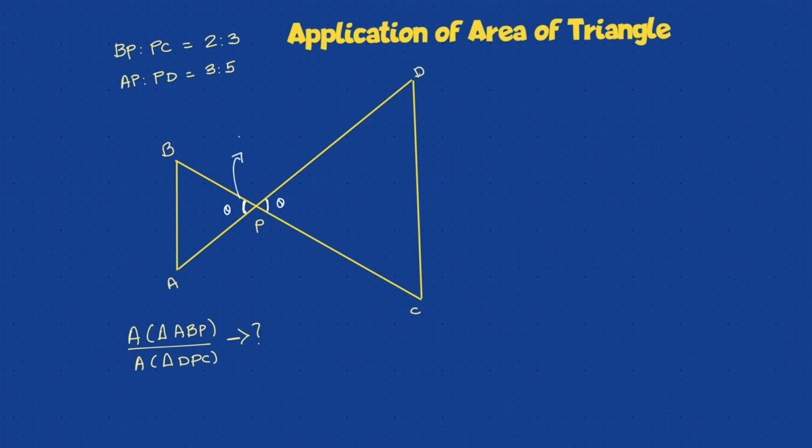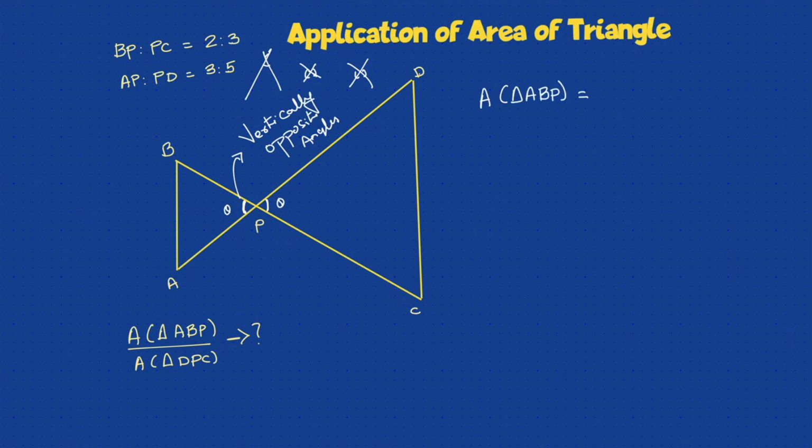First thing that I'll notice here is angle BPA will be equal to angle DPC. How do I know that? Vertically opposite angles. Any two lines that cross, just make an x, opposite angles will always be equal because they are vertically opposite angles. Okay, so first thing that I know about it is this.